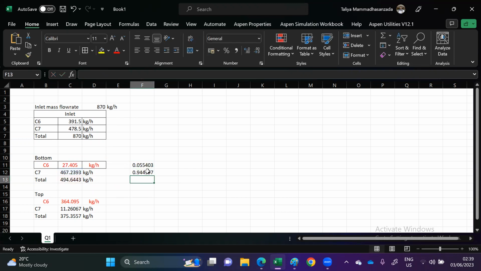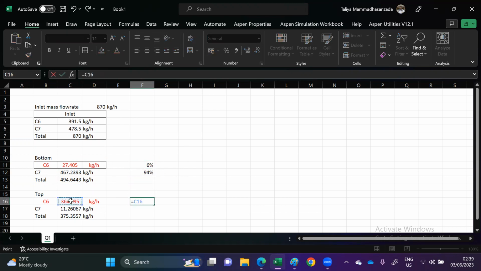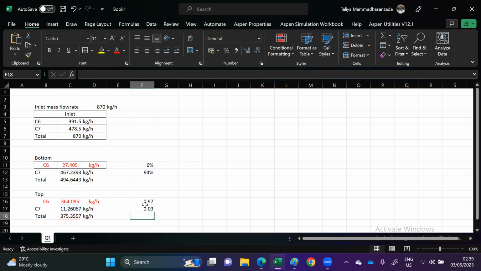Let's do it. Okay, and let's write it in the percentages. It's approximately 6 and 94% as a mass composition in the bottom. And let's check it for this one as well. Over the total and equal to over this one. Yes, it is again both mole percent, and yes, as you see, it is correct because we got 100%.